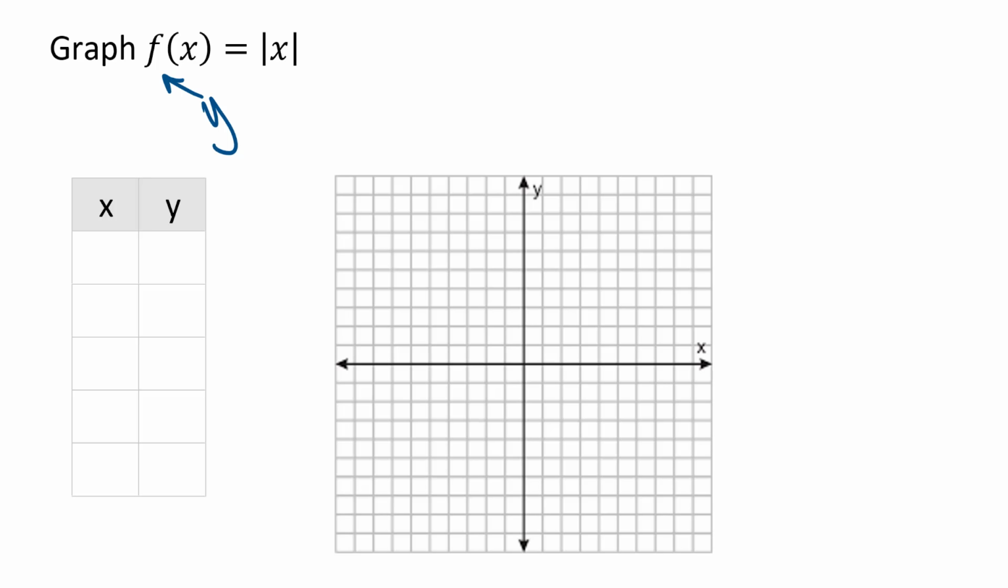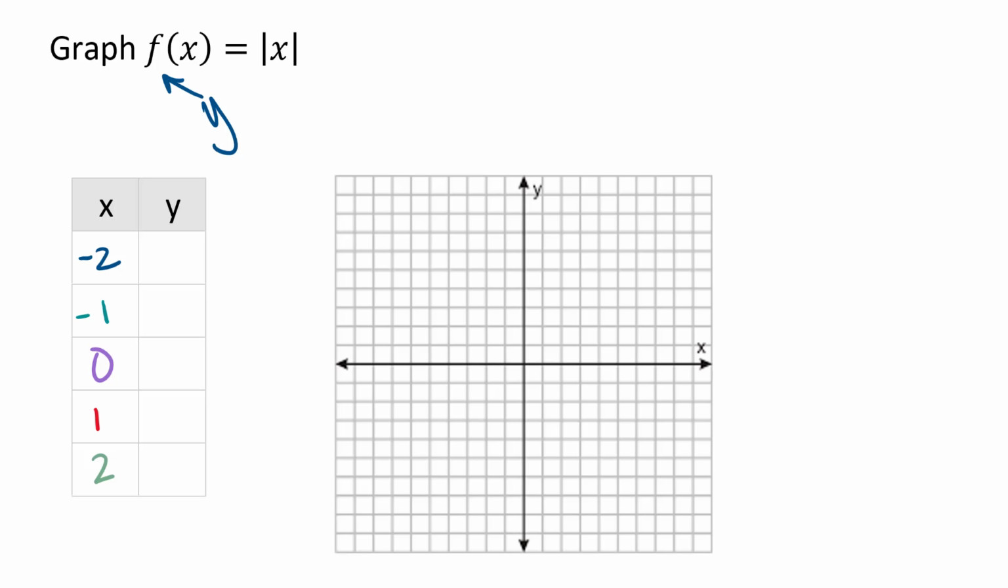In general, we want to have about 5 points to see what the graph is really doing, and if possible, we want 2 positives, 2 negatives, and a 0. So for my values of x, I'm going to choose -2, -1, 0, 1, and 2. And this is just going to allow me to see what's really happening with the graph.